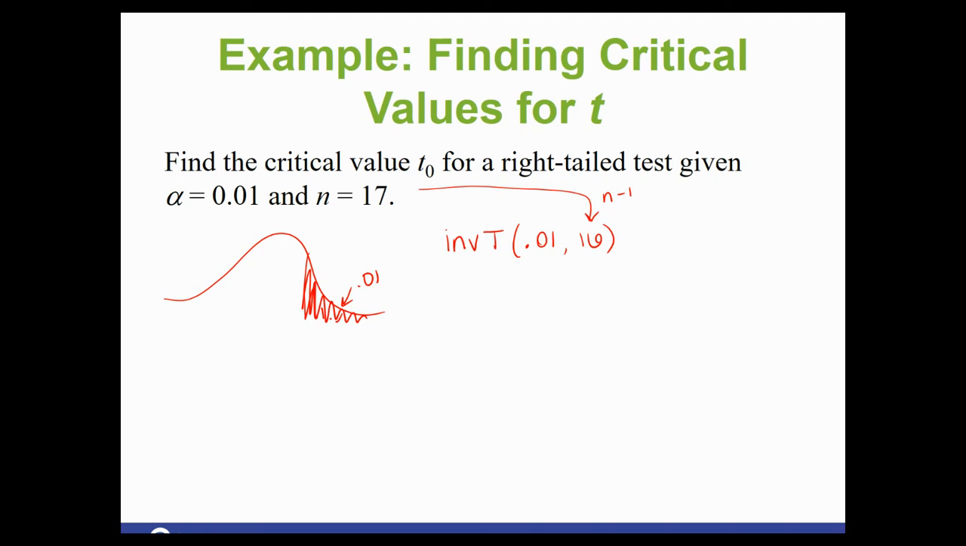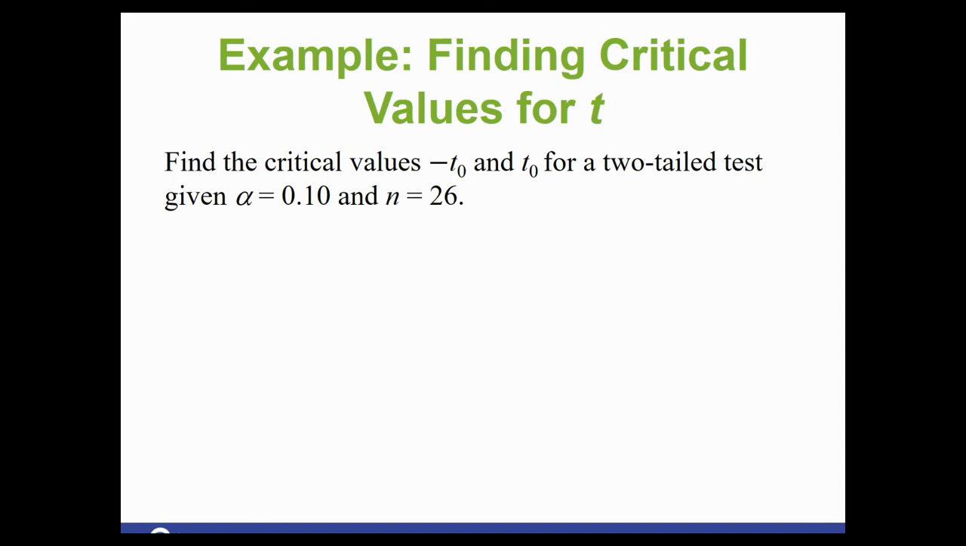So as a reminder, you go to second vars to get to inverse T, 0.01 for area, 16 for degrees of freedom. Click enter. And we get negative 2.5839 from your calculator. Now remember, because it's right tail, even though your calculator says negative, we will want to switch it to positive. So you will need to check the signs before you submit it, whether we need it to be negative, positive, or both.